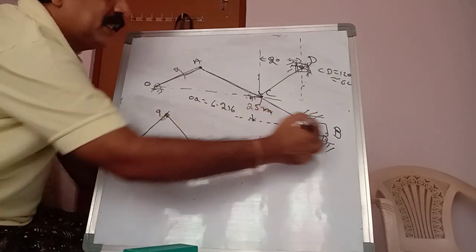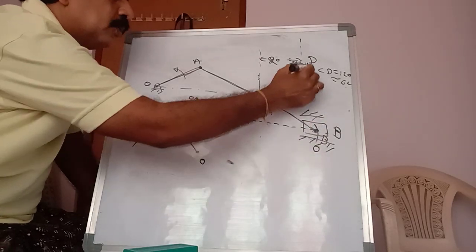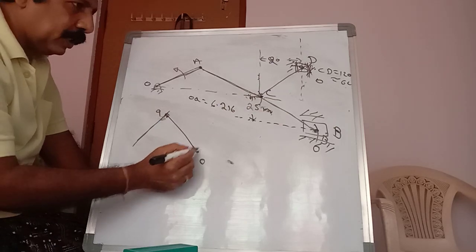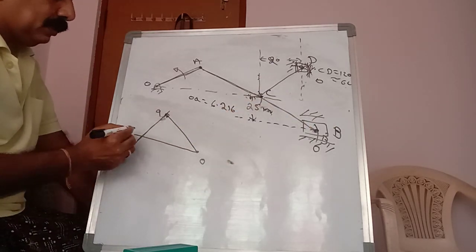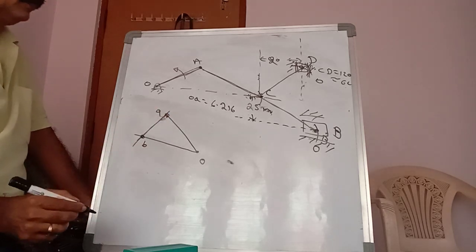Now, B is a slider. From O, because it is the fixed point, you can write it as O. Because it is a fixed point and B is a slider, for the velocity triangle we have to draw a horizontal line. The intersection of these two lines gives the point B.